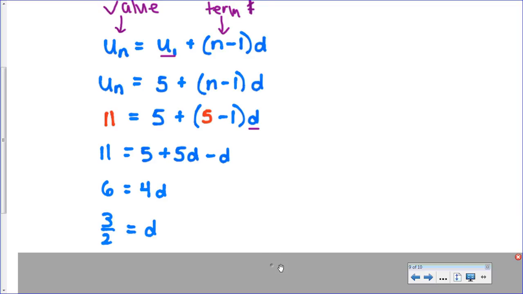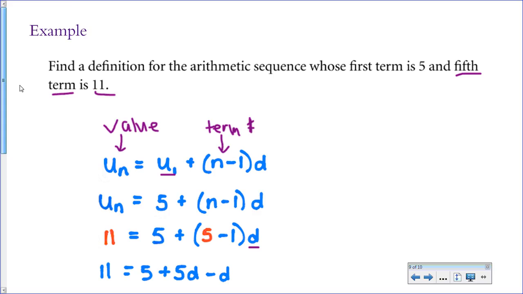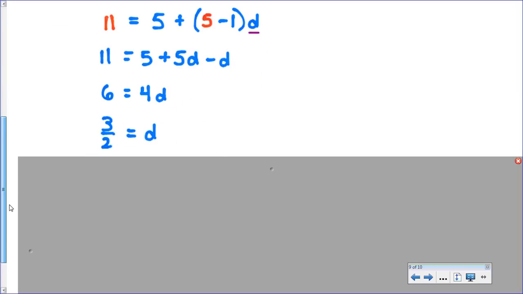However you get there, you're going to solve the equation for d, and it comes out to 3 over 2. Now I know that the common difference here is 3 over 2, or 1.5. So with a common difference of 1.5, I can do the other thing it asks me to do, which is to find the whole definition of the arithmetic sequence.